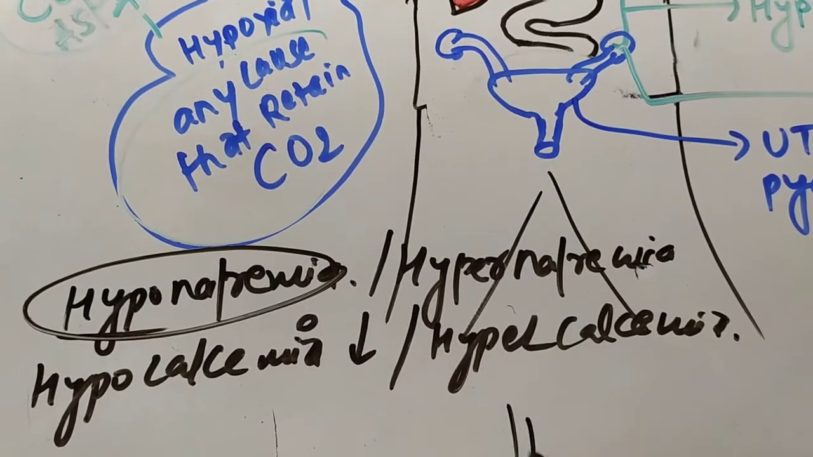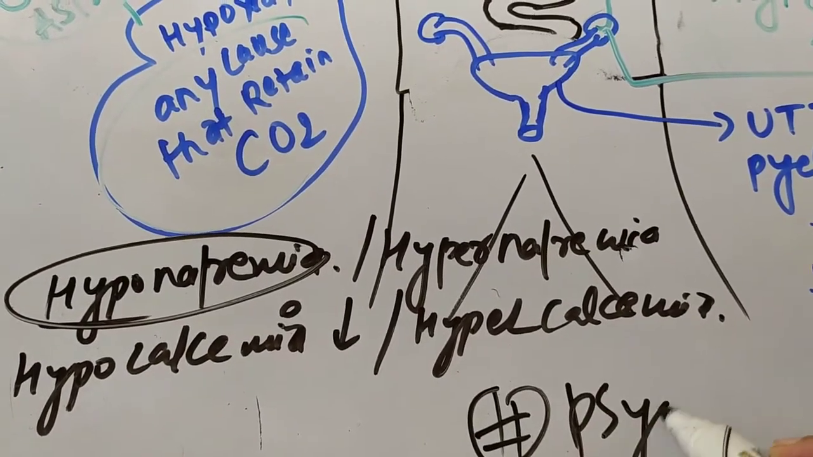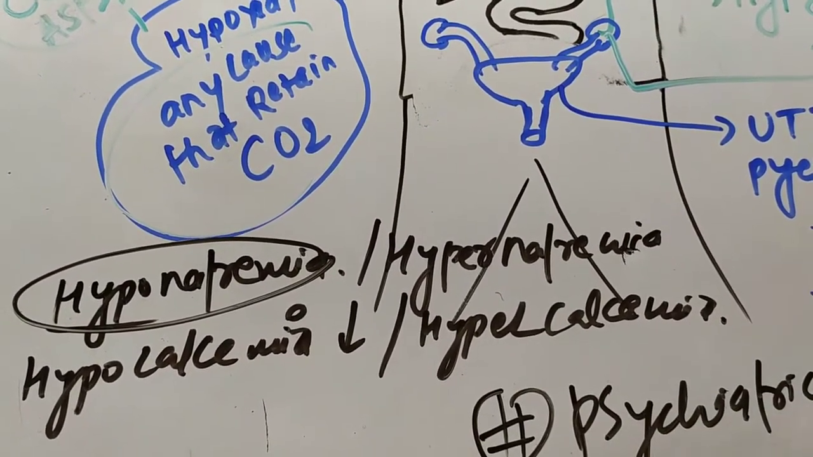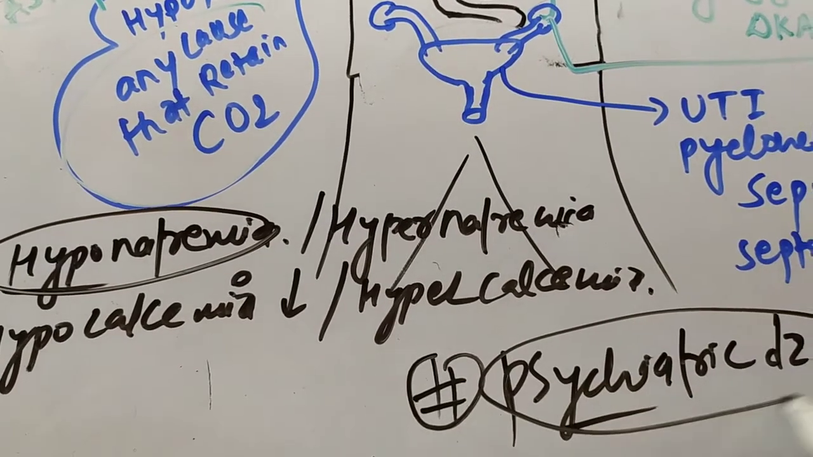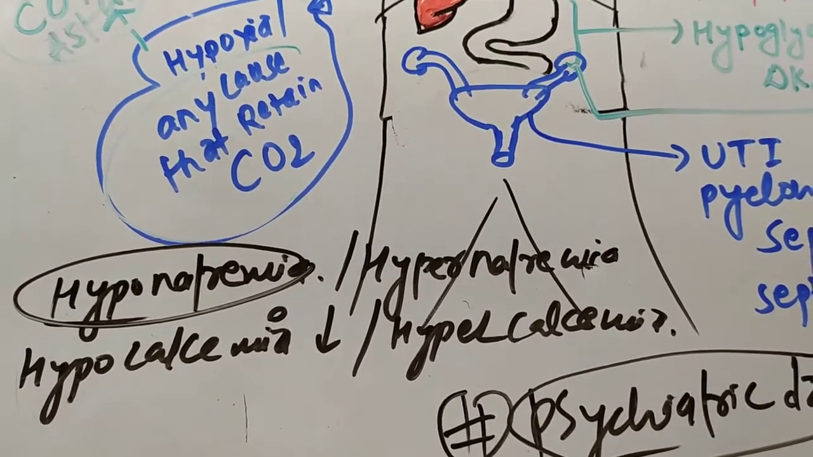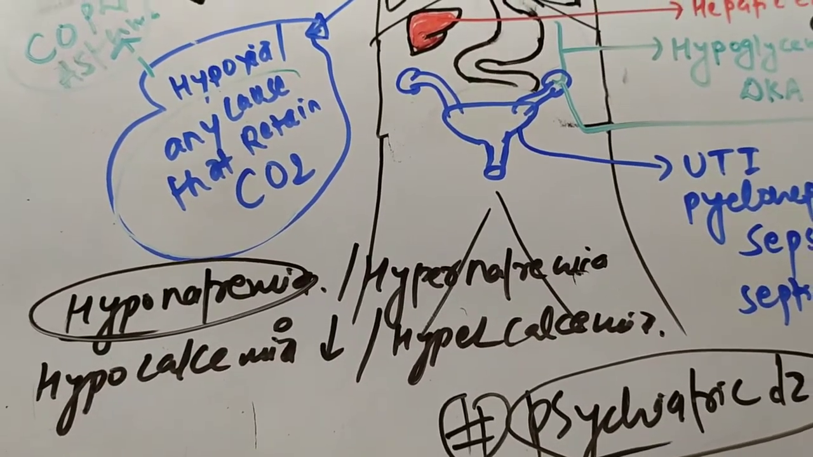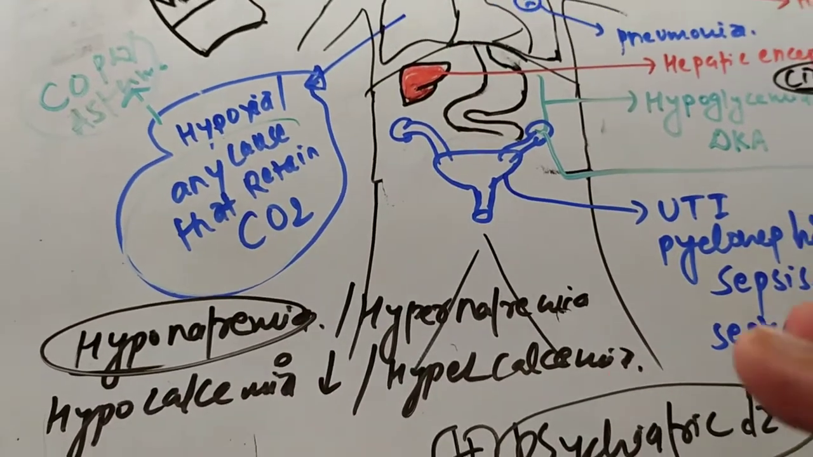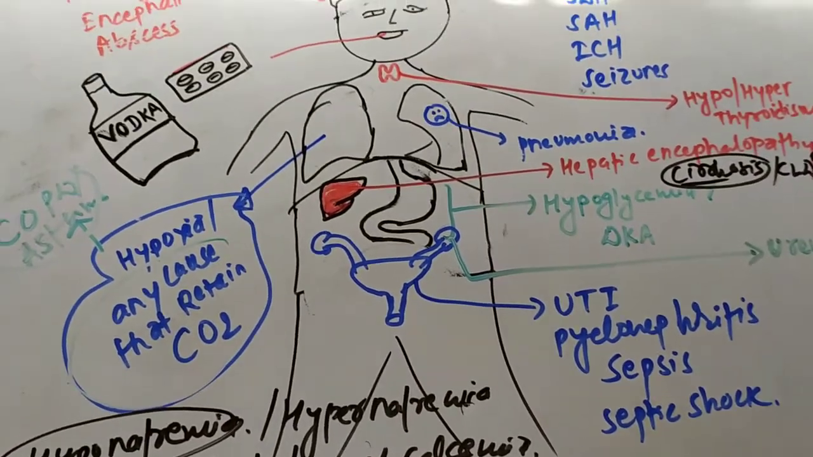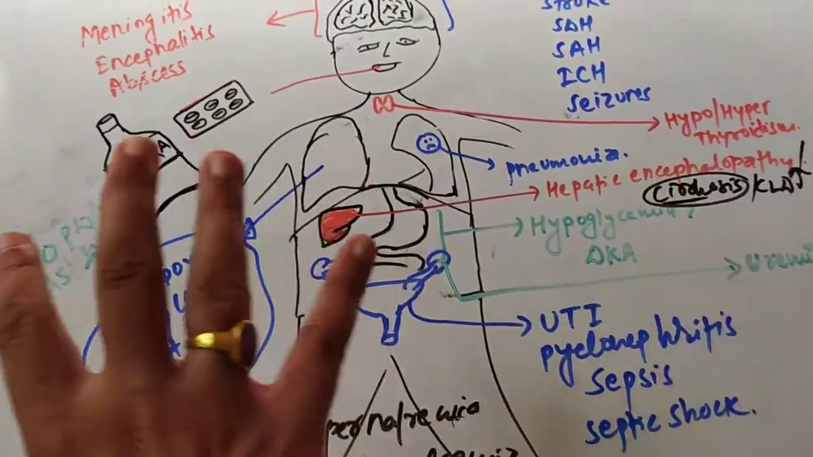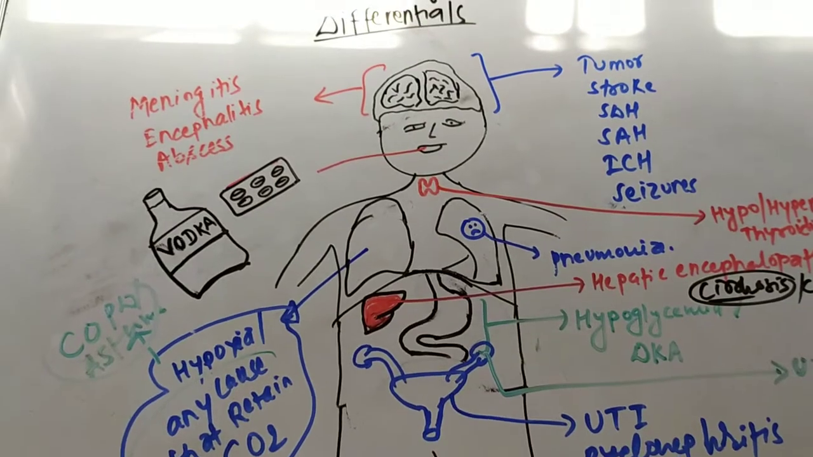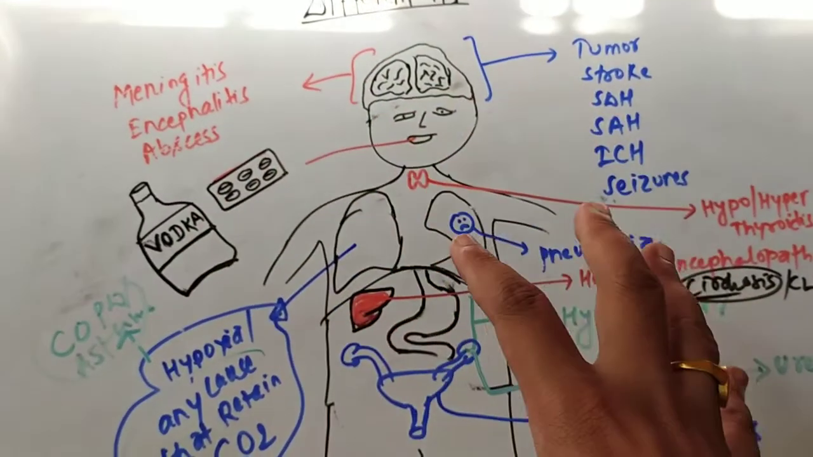And yes, there are some psychiatric disorders. Some psychiatric diseases also cause altered mental status. Not most psychiatric diseases cause altered mental status, but that is a different topic. So today we are focusing apart from the psychiatric disorders. These are the problems basically, and we will look at these problems.